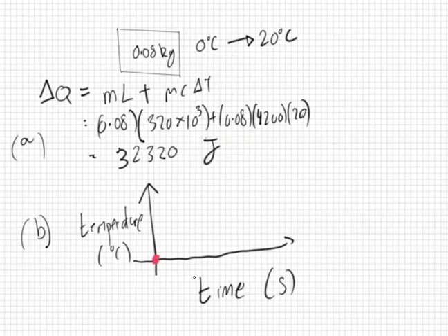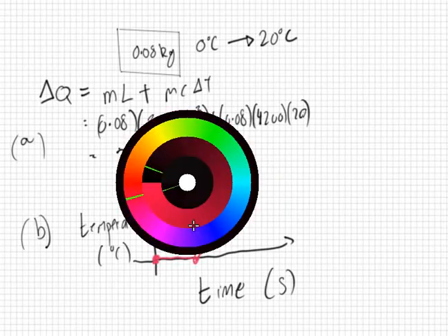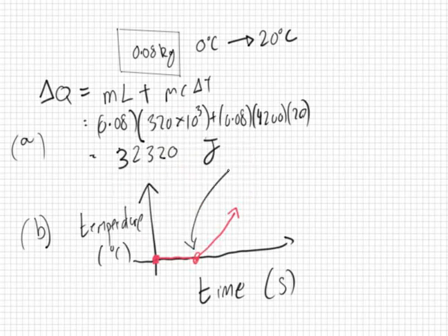So I got, now that seems too small. Let me check it again. 0.08 times 320 times 10 to the power 3 plus 0.08 times 4200 times 20. Yeah, okay, that's it. Oh, well, it's only a tiny bit of ice actually. 32320 joules. So what's the last bracket? 20. Okay.